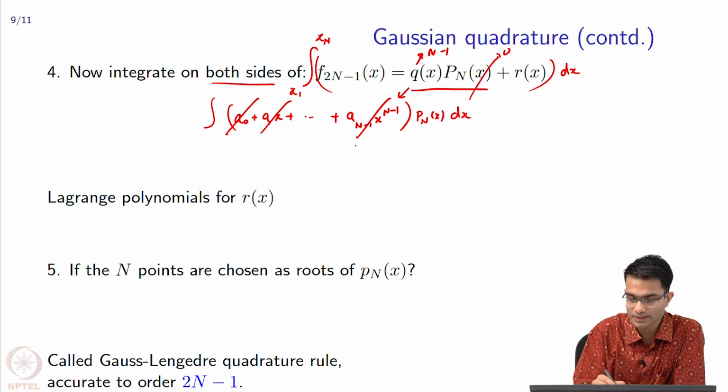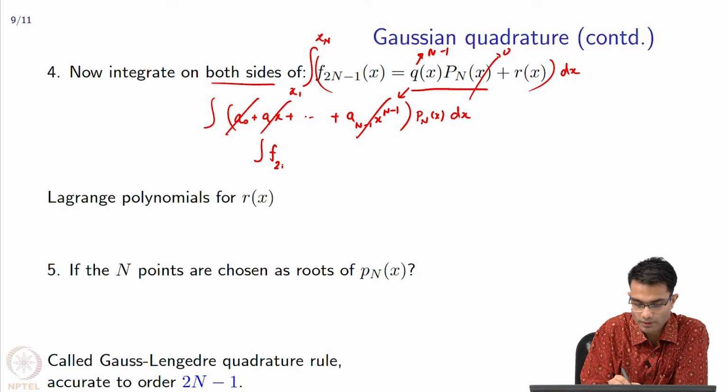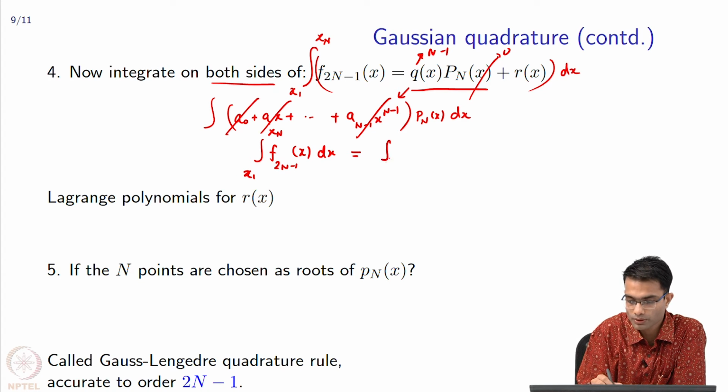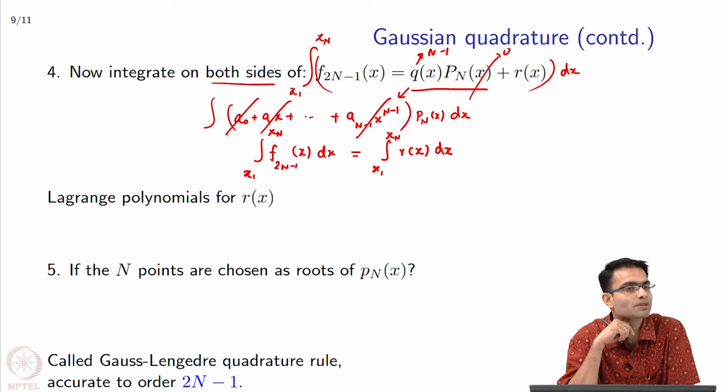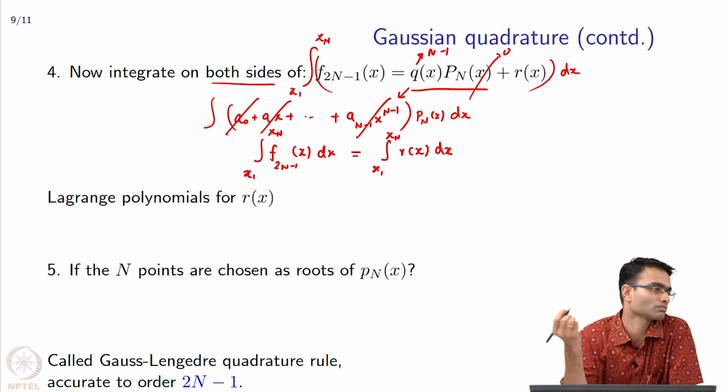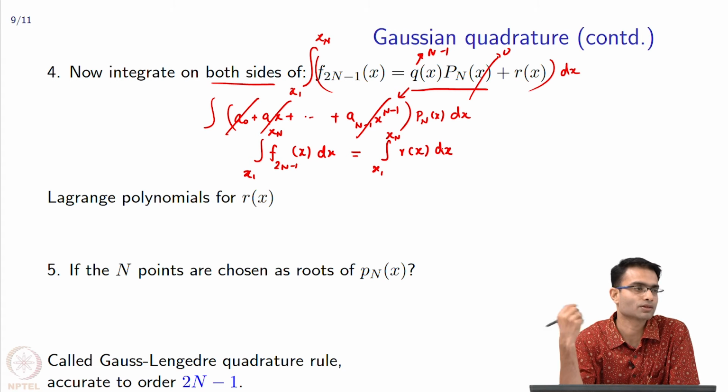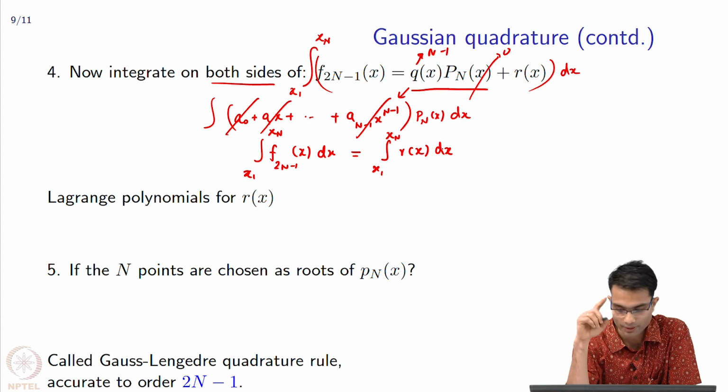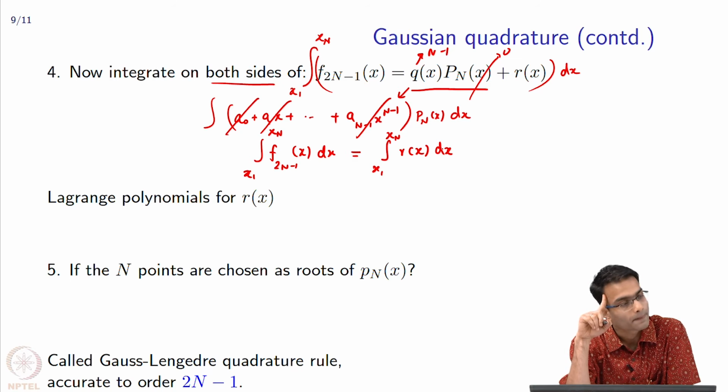So, I am left with the integral of f_{2n-1}(x) dx from x1 to xn, which is equal to the integral from x1 to xn of r(x) dx. I cannot simplify this r(x) term anymore. It is of order n minus 1, but that is about it. I can't do anything else to it. But what do we have with us?